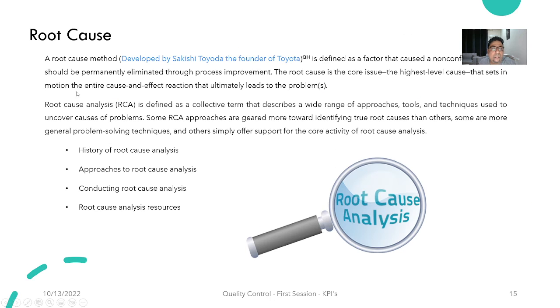The root cause is defined as the factor that caused a non-conformance. So we reach a non-conformance, NCR. What is the root cause? What are the things that led us to the NCR? And how can we eliminate these things which caused the NCR in the first place? The root cause is the core issue, the highest level cause that sets in motion the entire cause and effect reaction that ultimately leads to the problem.